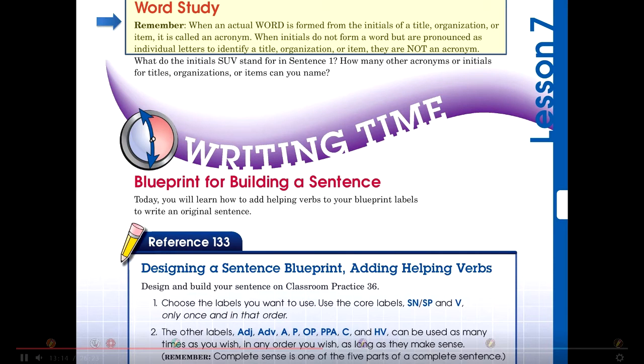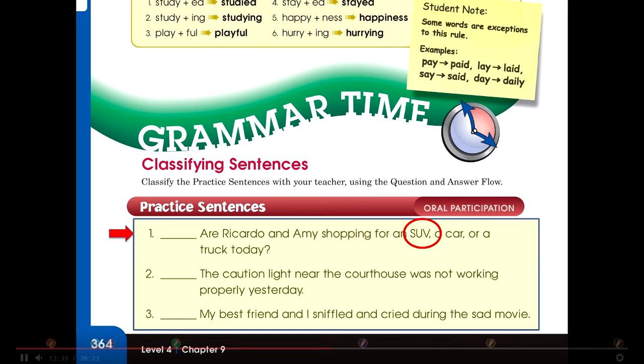I'd like to move right into our word study. Follow along, please. Remember, when an actual word is formed from the initials of a title, organization, or item, it is called an acronym. When initials do not form a word but are pronounced as individual letters to identify a title, organization, or item, they are not an acronym. What do the initials SUV stand for in sentence 1?